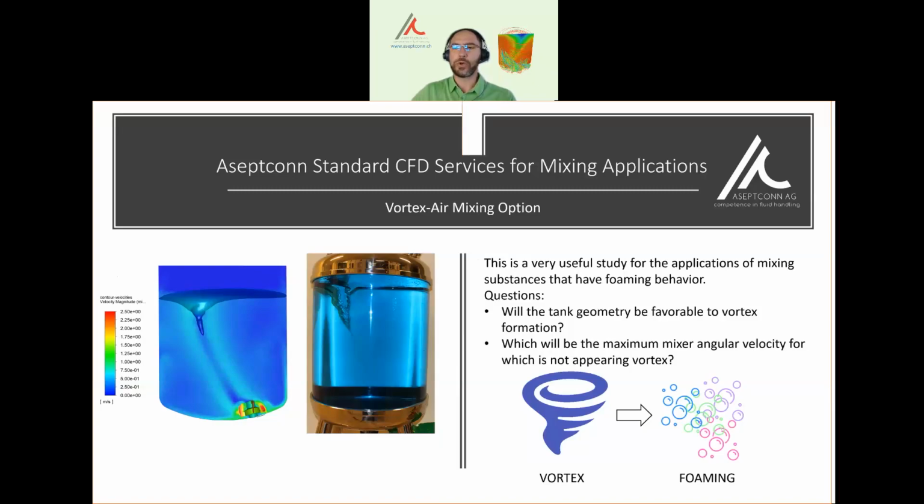The target is to answer the following questions. Will the tank geometry be favorable to vortex formation? Which will be the maximum mixer angular velocity for which there is no vortex appearing?